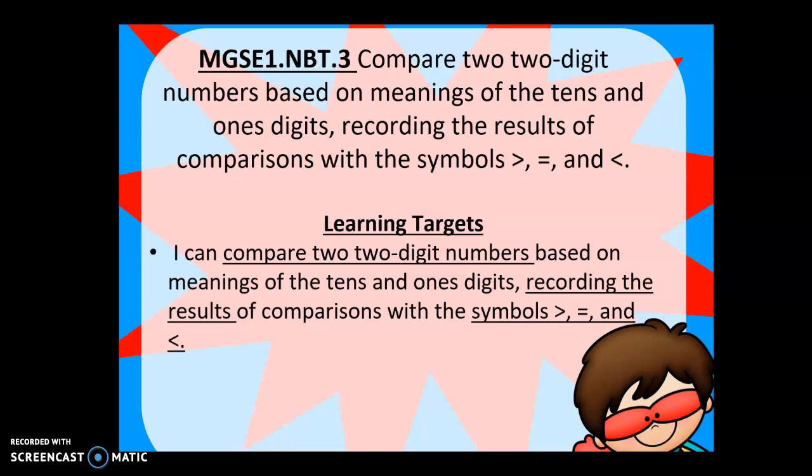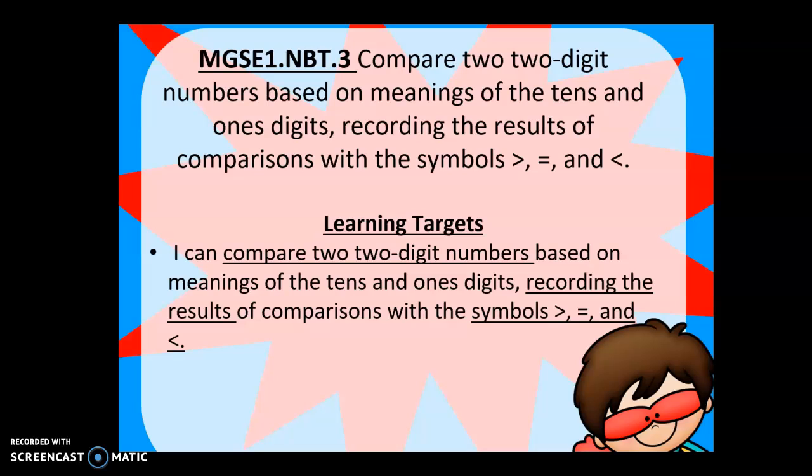So in our last math lesson, we talked about NBT.3, comparing two-digit numbers based on the meaning of the tens and the ones digit, recording the results. So today we're going to continue to talk about NBT.3, compare two-digit numbers based on meanings of the tens and the ones digit, recording the results of comparisons with the symbols greater than, equal to, or less than.